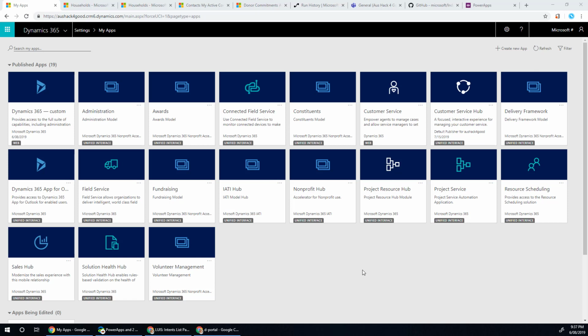So the nonprofit accelerator, right now, what you see on my screen is a lot of different apps that come out of the box as sample apps for the not-for-profit accelerator. You'll see an app for awards, you'll see an app for constituents, an app for delivery framework, fundraising, the nonprofit hub, which includes a lot of what's included in the nonprofit accelerator. Let's start with the nonprofit hub.